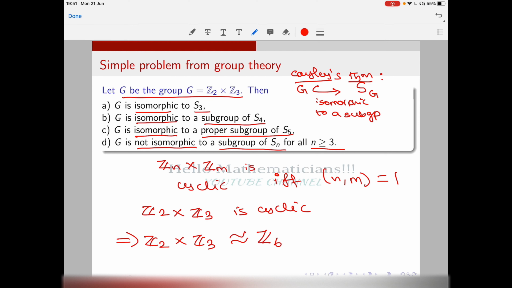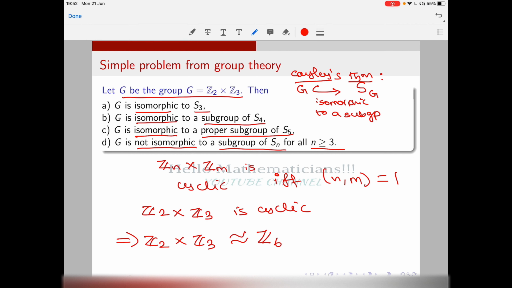Z6 is a cyclic group of order 6. We just saw Z2 cross Z3 is a cyclic group of order 6. Any two cyclic groups of the same order are isomorphic. You can just take a generator in one group and map it to the generator of the other group, and you will get the isomorphism. So now we have understood that this given G is actually a cyclic group of order 6.